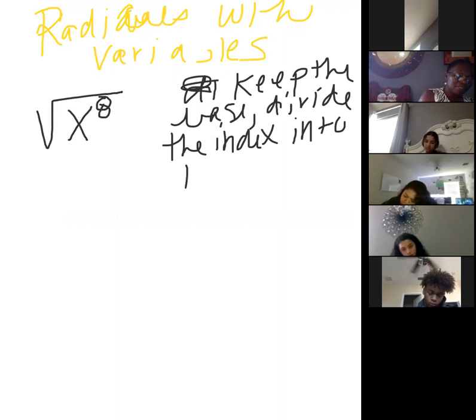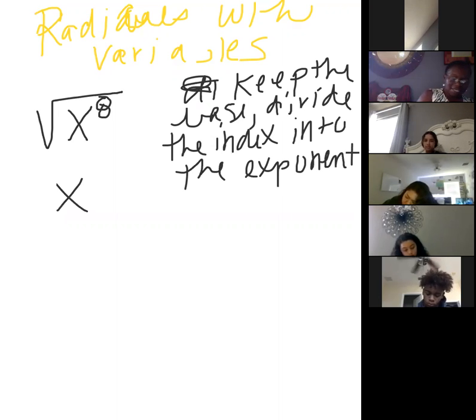the exponent. So here, I would go ahead and keep my base x, and then I would take the index. The index here is empty, so that would be equivalent to 2. I would divide it into 8 in order to get the power that goes here. So the index is 2. I divide it into the power of 8, and 2 goes into 8 how many times? 4 times. So the answer for the square root of x to the 8th would simplify to x to the 4th power.